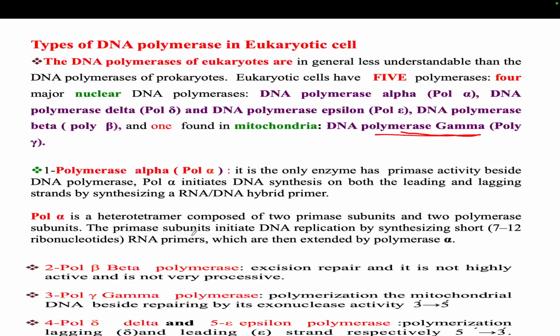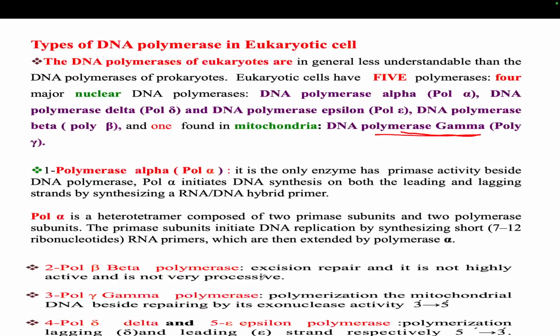Okay, and the primase subunit initiates the DNA replication by synthesizing a short RNA primer, which is then extended by the polymerase alpha. So it will work as a priming as well as the polymerization enzyme. The second enzyme is the polymerase beta, which helps in the excision repair, and it is not highly active and it is not very processive.